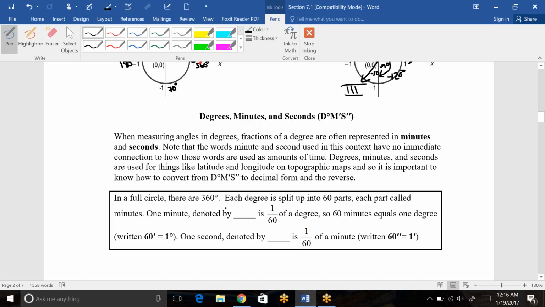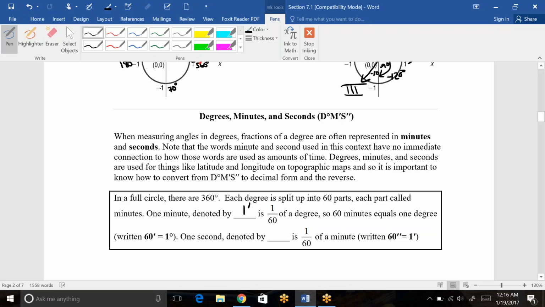In a full circle, there are 360 degrees. Each degree, remember, is split up into 60 parts. Each part is called a minute. 1 minute, denoted by 1 with a mark like this on it, is 1/60th of a degree.